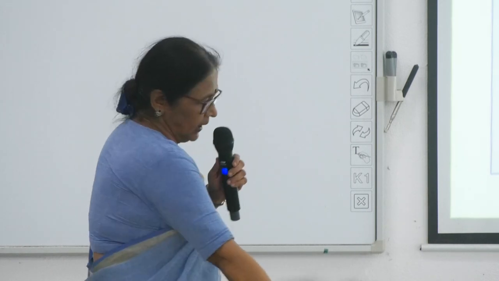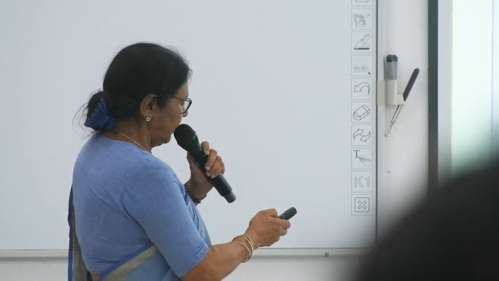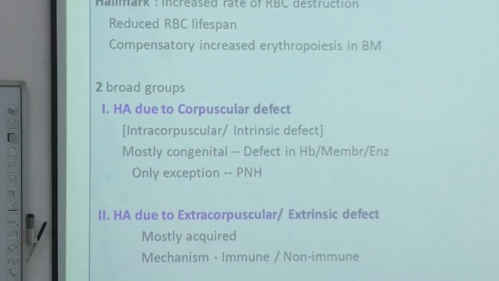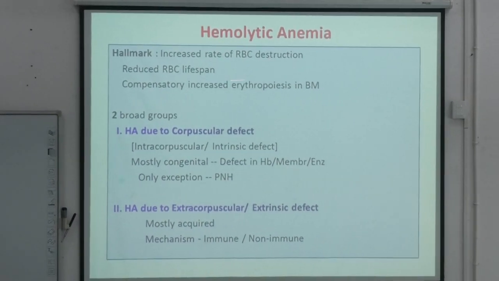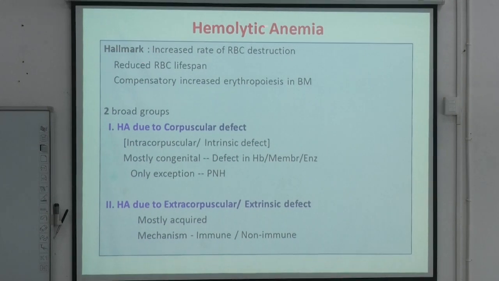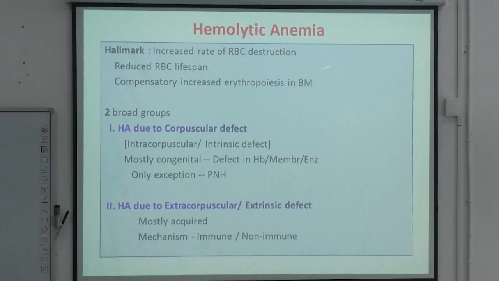We will go into that. So hemolytic anemia, what do we mean by hemolytic anemia? The hallmark of hemolytic anemia is that there is an increased rate of red cell destruction. This is the main thing of all hemolytic anemias. Maybe it is congenital, maybe it is acquired. So there is increased destruction of the RBCs.